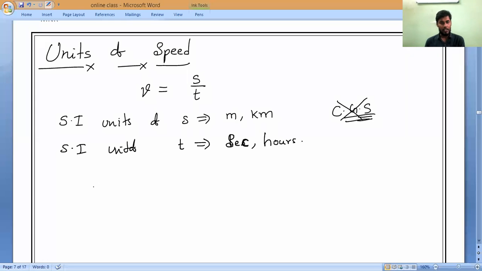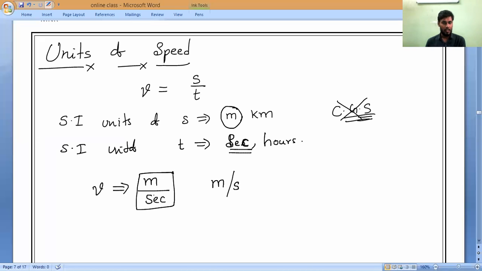For the first one, distance will be taken in meters, and if distance is in meters, time must be in seconds. So this is the first unit of speed: meter per second. You can write it like this, or you can write meter per second as m s to the power minus 1. Do you remember? Keep it in mind.